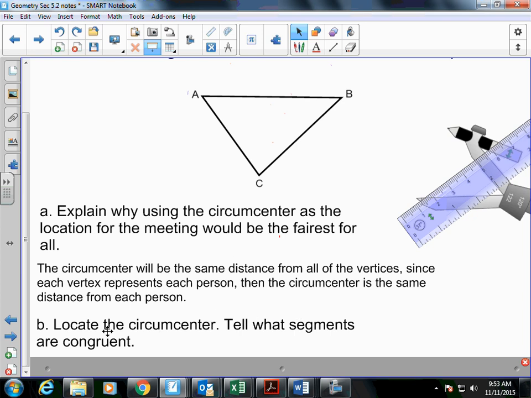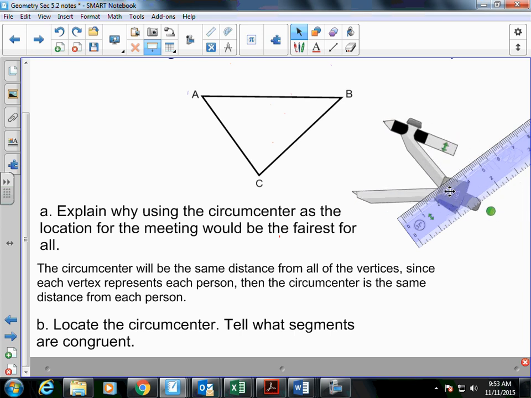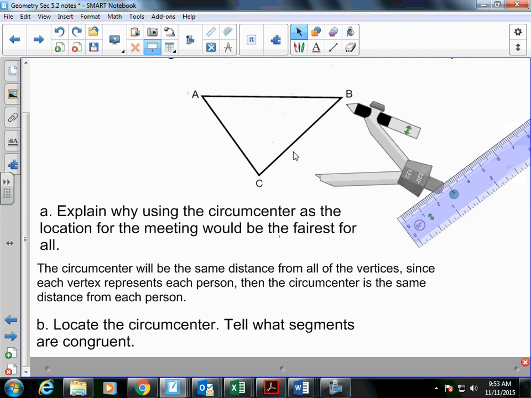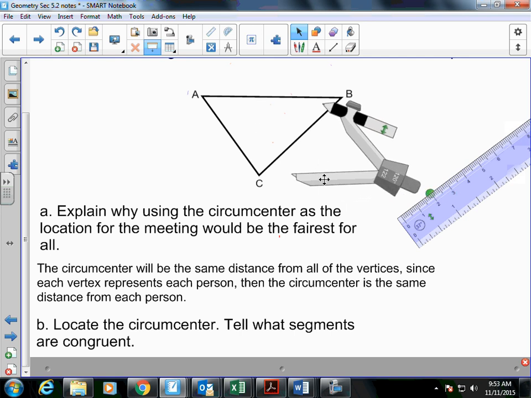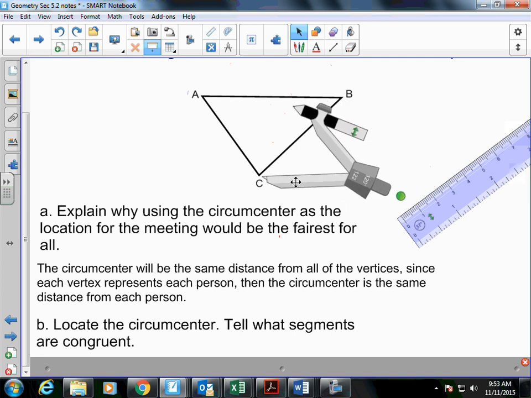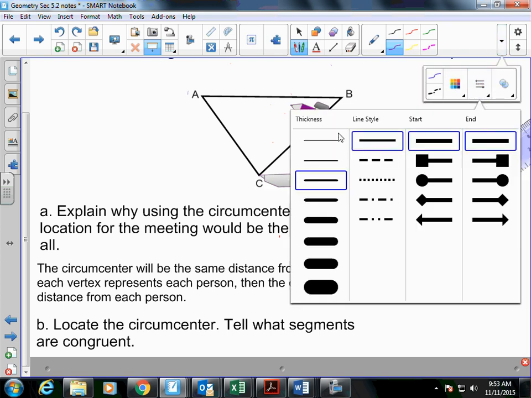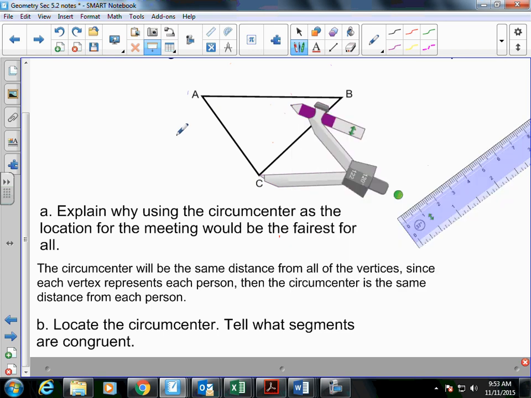All right, so part B wants us to locate the circumcenter and then tell what segments are congruent. So locating the circumcenter means that we actually have to construct the perpendicular bisector for each side. And so we'll go through that process here, and we'll go through the process in more detail later on because we're going to cover all the constructions after this chapter.